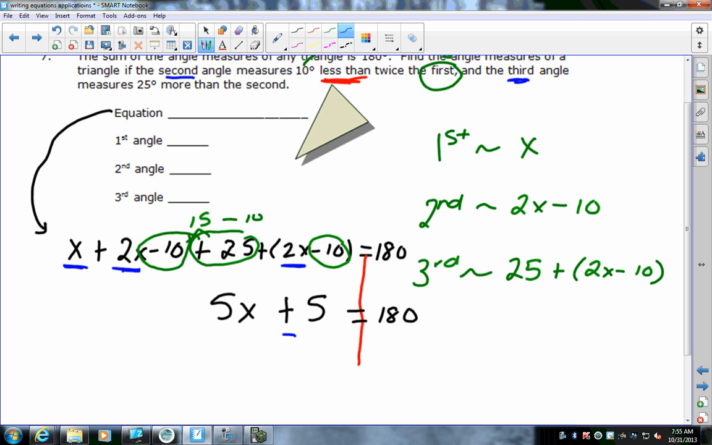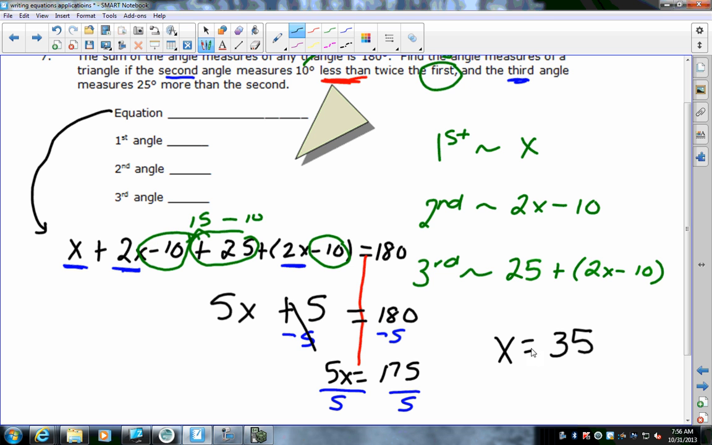So I'm going to subtract 5 from each side. I get 5x equals 175. And I'm going to divide by 5. x equals... Okay, so wait, 175 divided by 5 is 35? Yeah. Okay, so the first angle right here, that's 35.